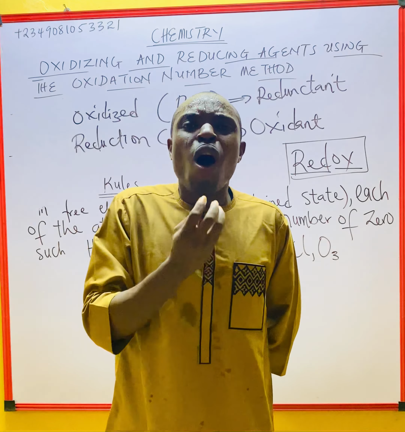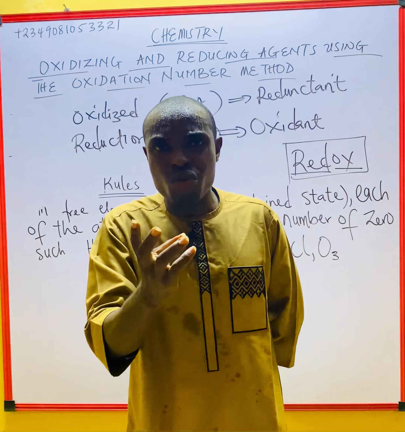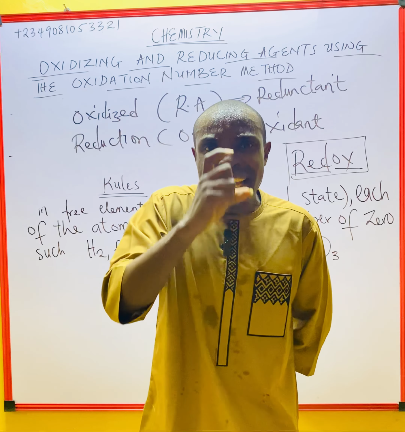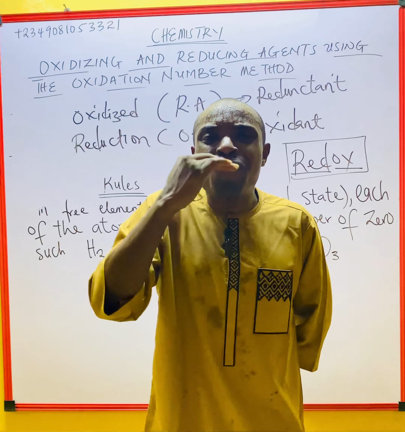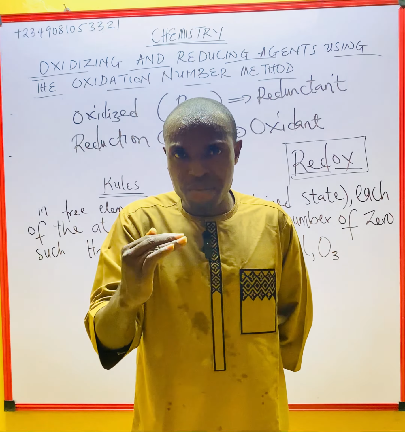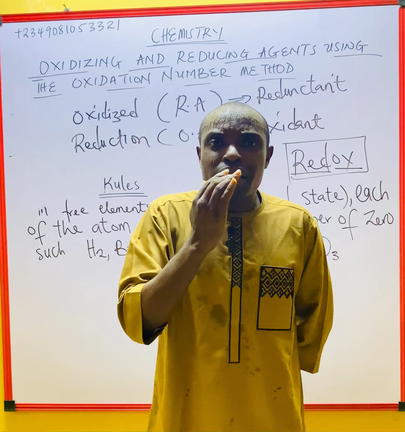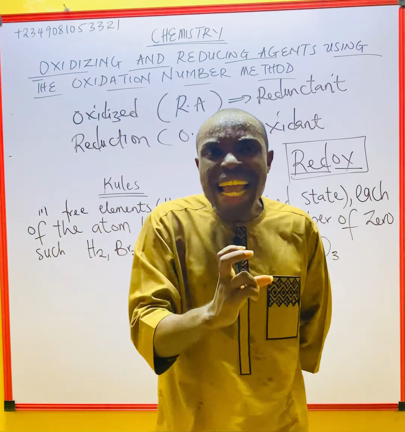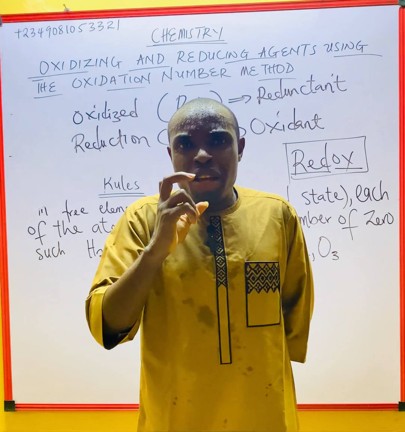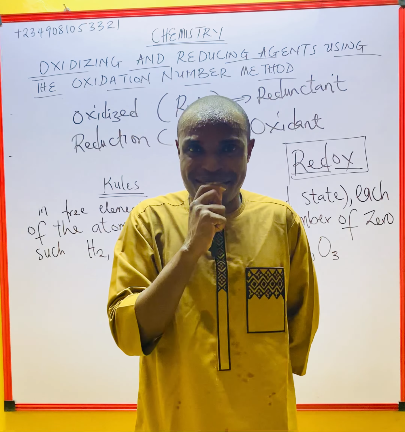Is that clear? Now, oxygen in a compound has an oxidation number of -2, except in peroxides, like hydrogen peroxide and sodium peroxide, where oxygen takes the oxidation number of -1. Hydrogen is another typical example: when it combines with a non-metal, it takes +1. But when hydrogen combines with a metal, it becomes a hydride, having an oxidation number of -1.